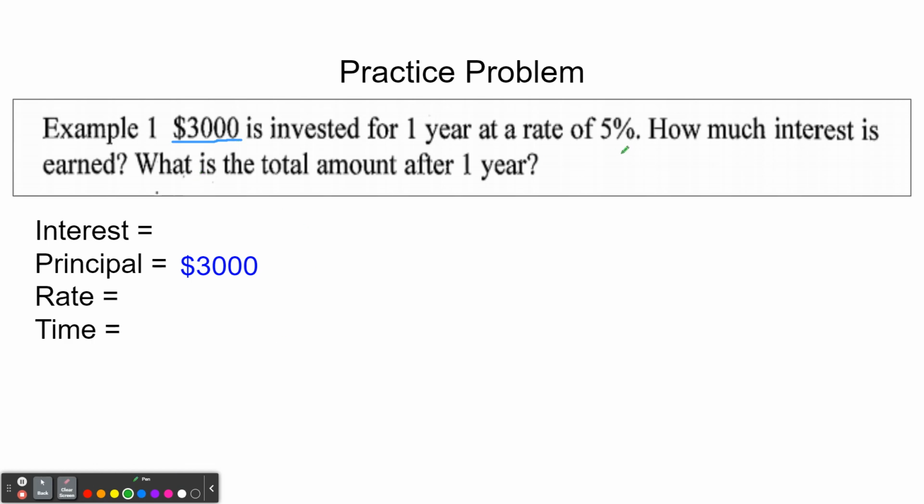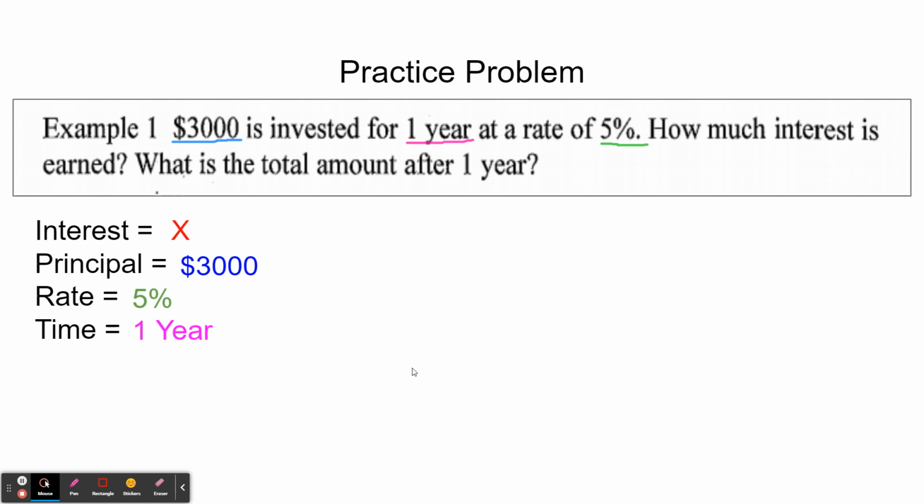Next, we have to come up with our rate, which is always our percentage. Well, we have that there as well, which is 5%. Last but not least is our time. Luckily for us, it was simple, and it comes out as 1 year. Okay, so we have our principal, we have our rate, and we have our time. The only thing we do not have is our interest, so we put an X for that. All right, so we're solving for interest.